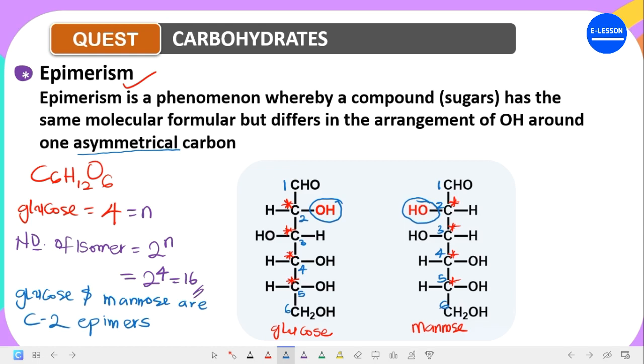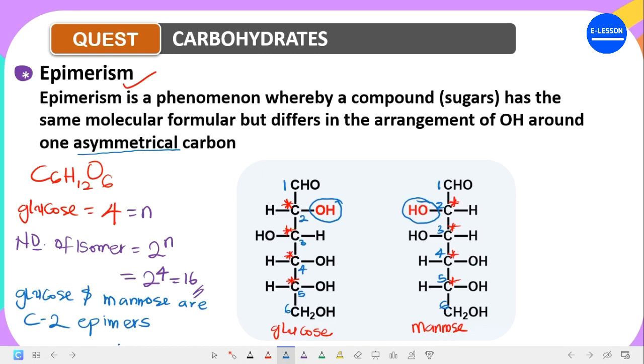So when you are asked what is epimerism, you say epimerism is a phenomenon whereby compound sugars have the same molecular formula but differ in the arrangement of OH around one asymmetrical carbon. Just one. If it is more than one, they are no longer epimers. Is that understood? It must be only one. If the position of the OH group is different at 2 positions, then it's no longer an epimer. Is that understood? Do we have any question on that?